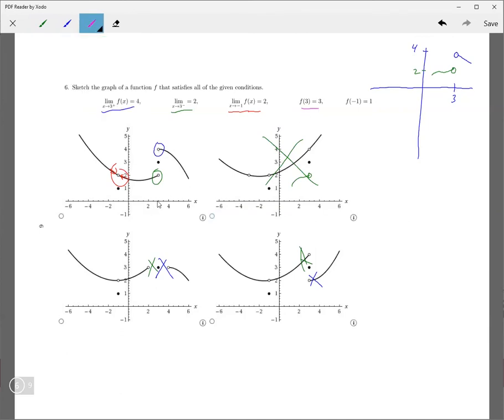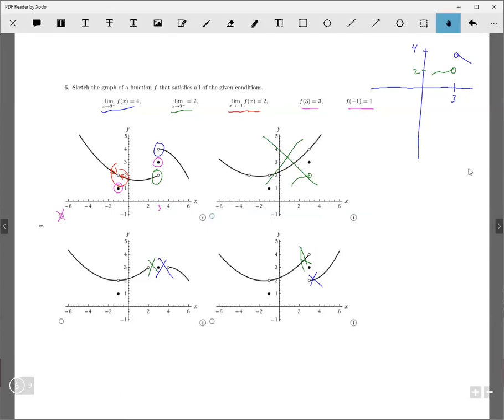F of 3 is 3, and f of -1 is 1, and that's fine too. F of -1 is 1, so that's fine. So the first one is going to be the answer to that. Okay, that's kind of fun. Of course, that's not the only function that can do that.